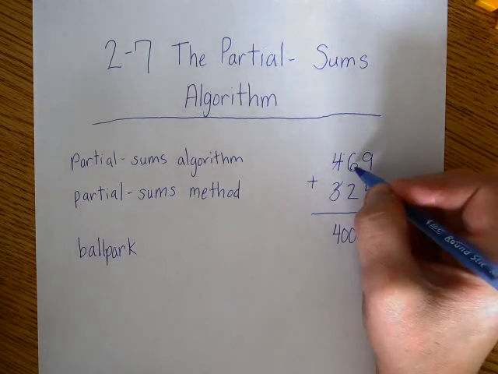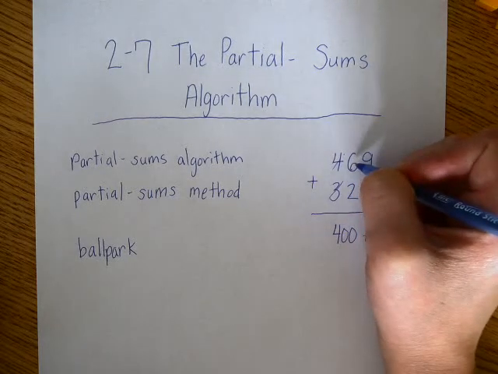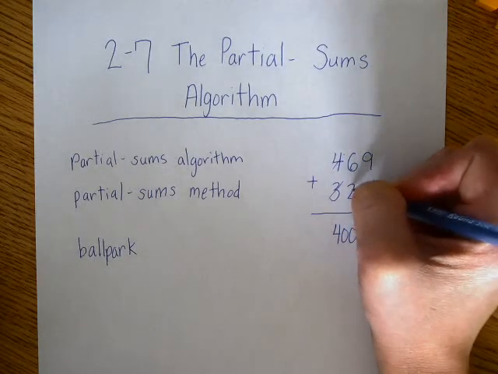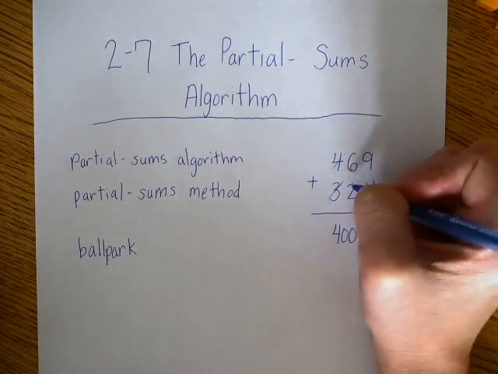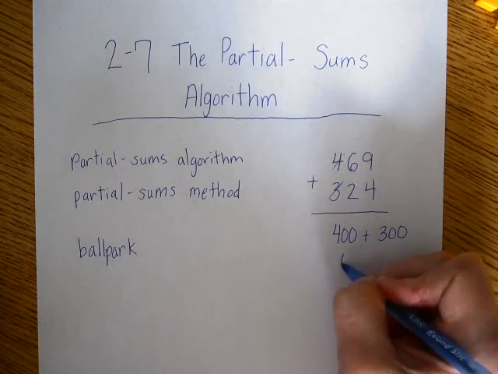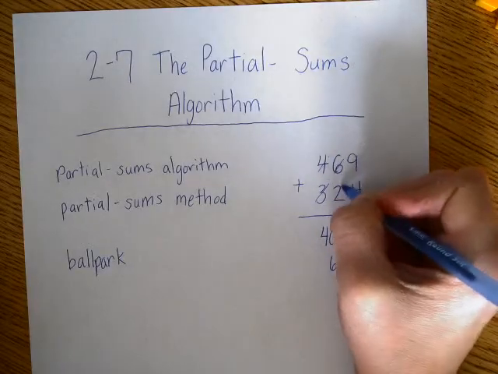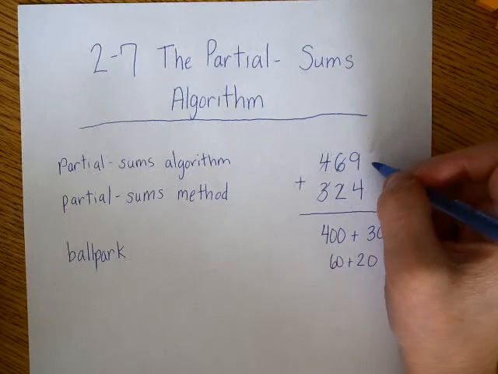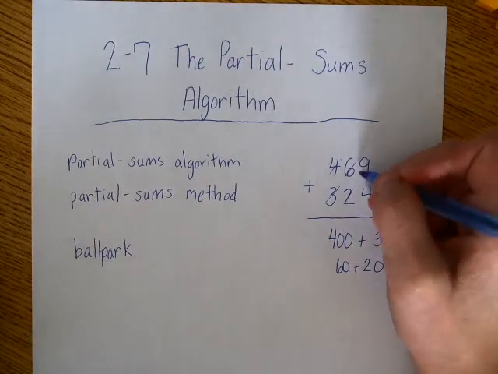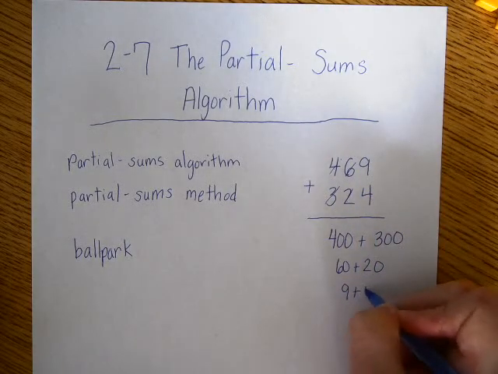Then I'll do this 6 and this 2 next. But this is not 6 and 2, this is actually 60, because it's 469, plus 20, because it's 324. So I'm going to say 60 plus 20. I can be done with those. And then finally I do my ones place, which is 9 plus 4. It's not 900 plus 400, it's 9 plus 4.